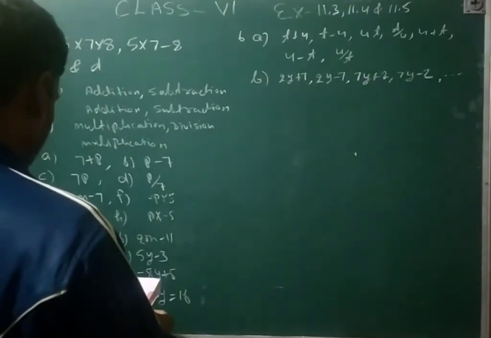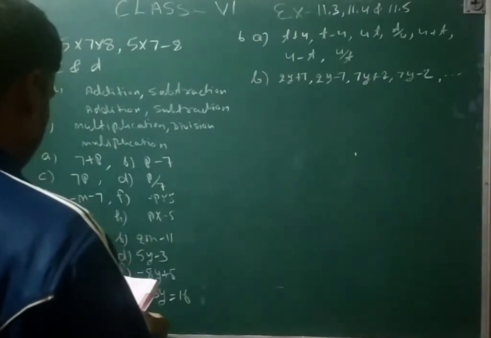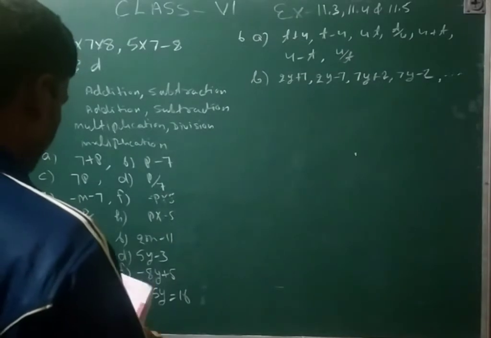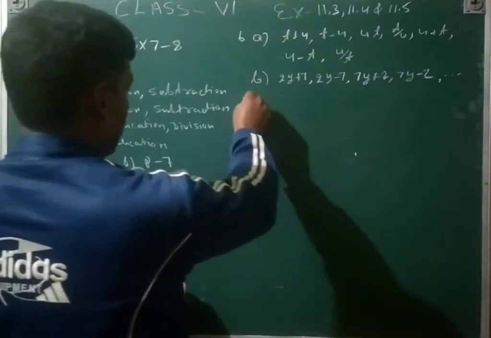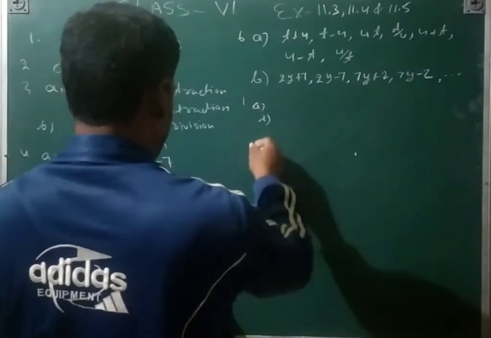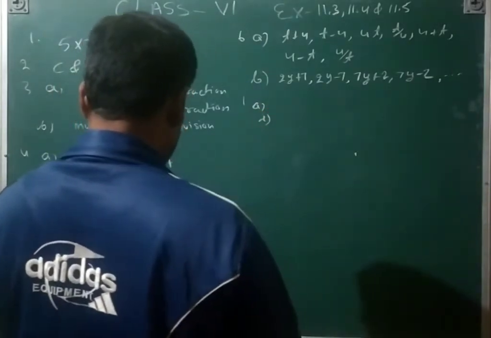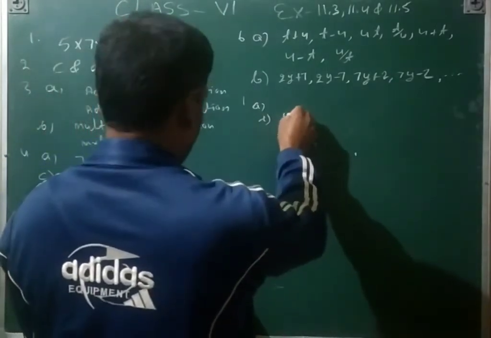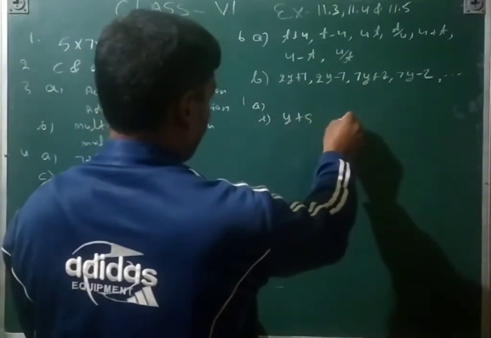11.4. Sarita's present age is y years. What will be her age 5 years from now? First, that is part A. So Sarita's age is y, and 5 years from now her age will be y plus 5.